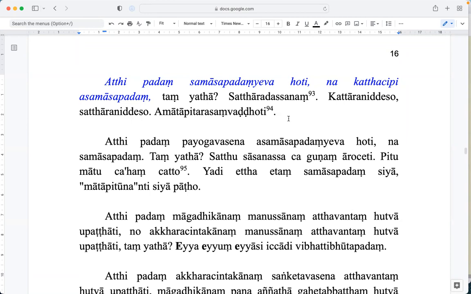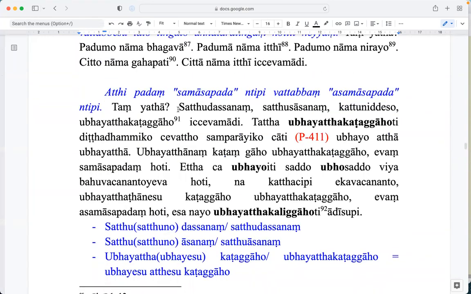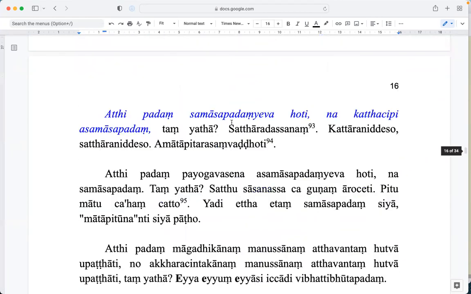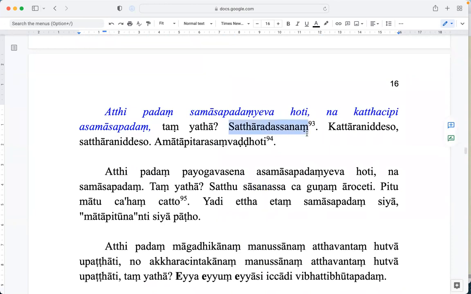Okay, so these words can only be compounded words, not a sentence. But in the previous examples, Satu Dasana can be considered both a compounded word and an uncompounded word, as a sentence as well. The same way Satu Sasana, Katu Nedeso and Ubhayakatekaho. But here, Satara Dasana, Katu Nedeso, Satara Nedeso and Amada Bidara Sanwido are only compounded words. Samasa padan yewa hoti.